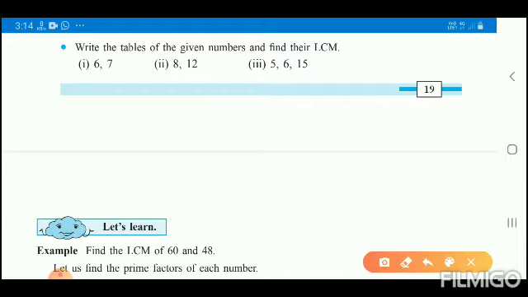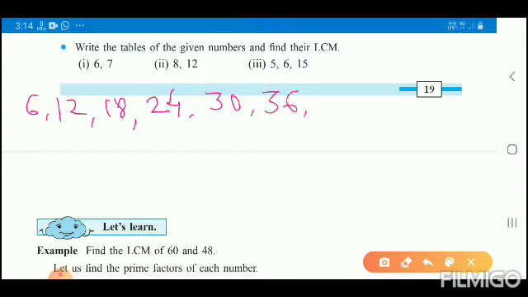First of all, I will write the table of 6. 6 1s are 6, 6 2s are 12, 6 3s are 18, 6 4s are 24, 6 5s are 30, 6 6s are 36, 6 7s are 42, 6 8s are 48, 6 9s are 54, 6 10s are 60.